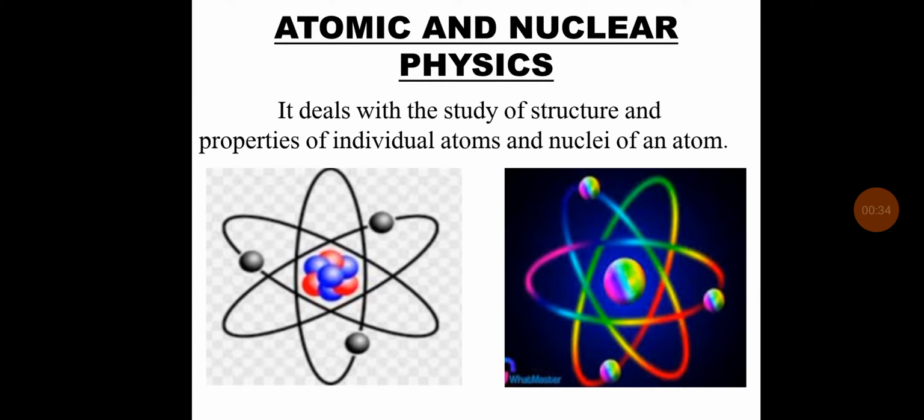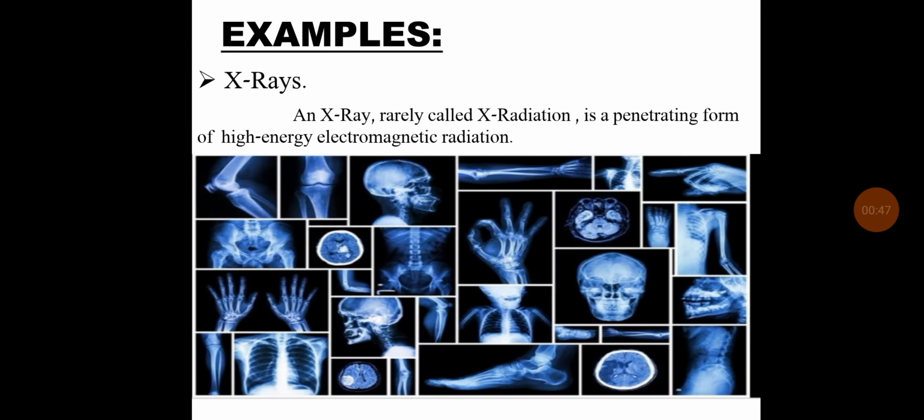In this branch, we will study the structure and properties of individual atoms and nuclei of an atom. Its examples are X-rays, lasers, nuclear reactor, MRI, CT scan, and PET scan. Now, one by one, we discuss what these are.